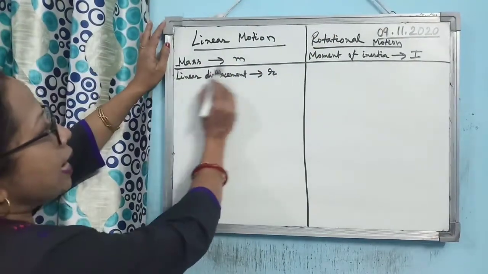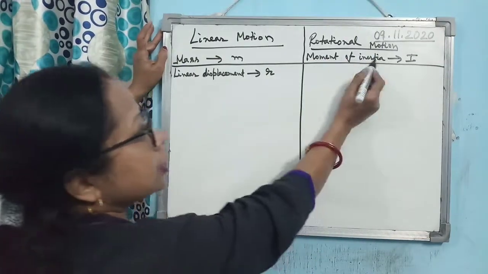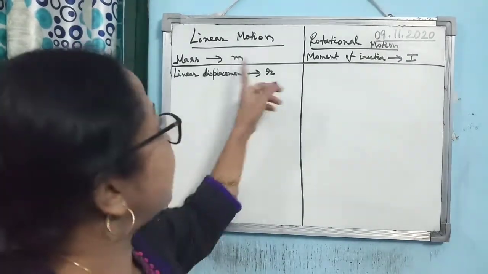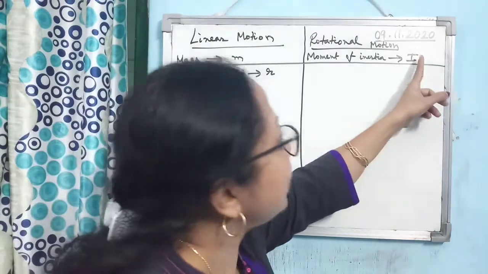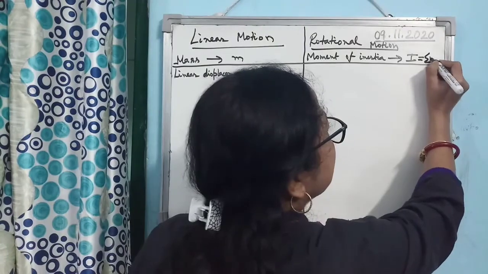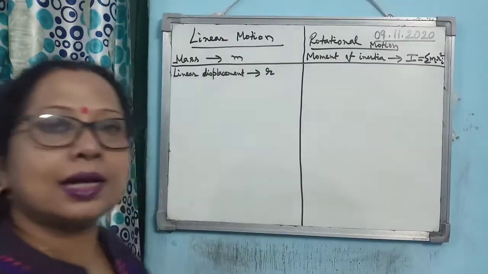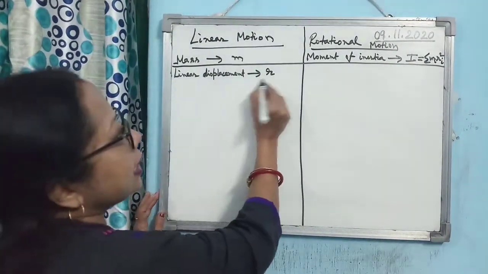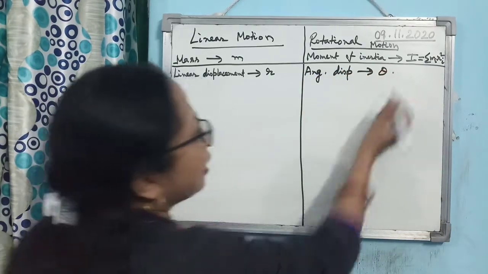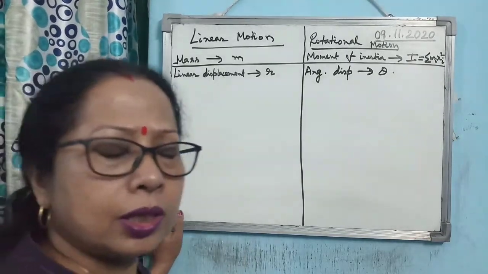So if you consider linear motion, then the equivalent term of mass for rotational motion is moment of inertia. Alright. So the role of mass in linear motion and the role of moment of inertia in rotational motion is the same. And what is the relation for moment of inertia? I is equal to m r square. Is that clear? Then linear displacement is equivalent to angular displacement theta. Linear displacement, most probably we have written r or s. Sometimes we use s also.